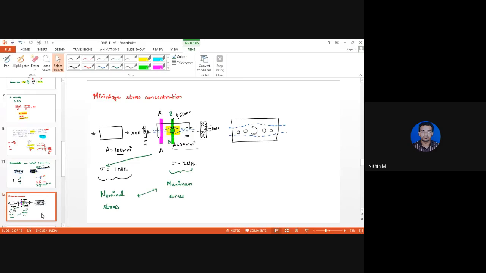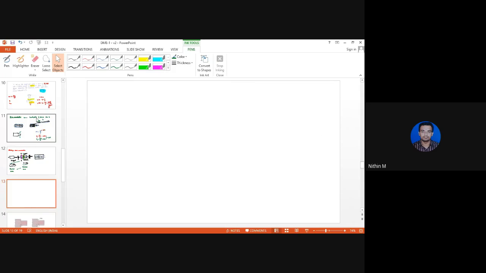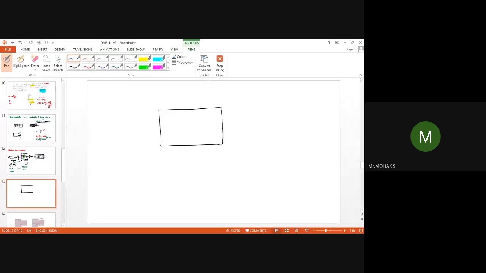Just give me a while. I will read out again. So let me consider a plate like this, right? I hope I am audible now. Yes, sir. Okay. So consider a plate like this, which is subjected to a tensile force.